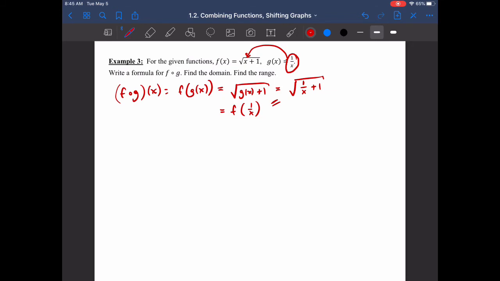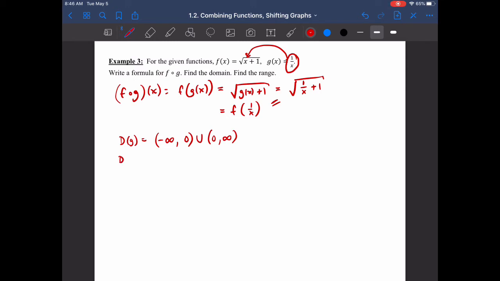Now, find the domain. So what is the domain? First, we need the domain of g. So the domain of g, right? If we look at g of x, that's going to be everything but 0. So that's going to be negative infinity up to 0, but not including 0, and then a union 0 out to infinity. Not inclusive of anything because you can't include infinities, and 0 doesn't work.